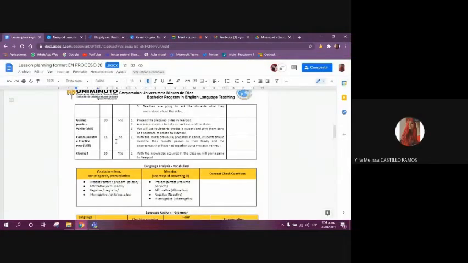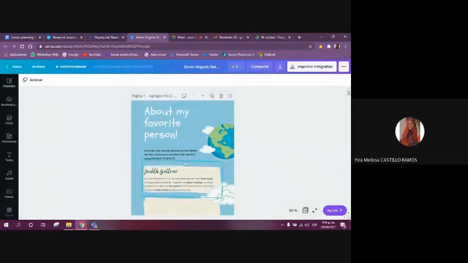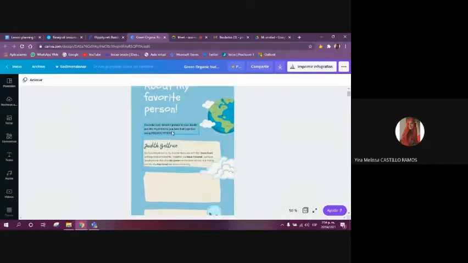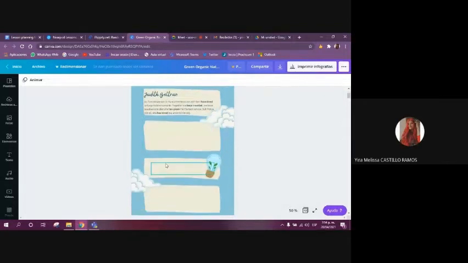After that, we have the communicative practice, post-skill. With a model previously prepared in Canva, we are going to ask the students to describe their favorite person in their family and experiences that they have together using present perfect. Here we can see the presentation about my favorite person made in Canva. In this app, Judith made an example that the students should follow with the instructions given by the teachers.